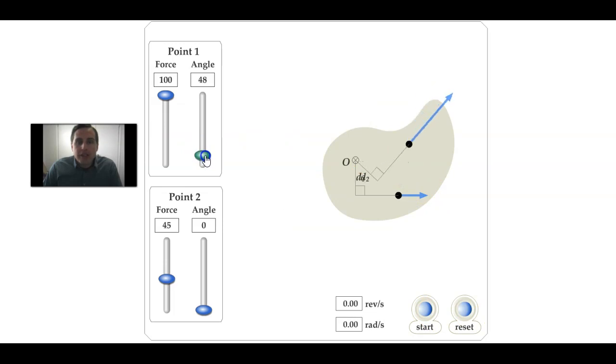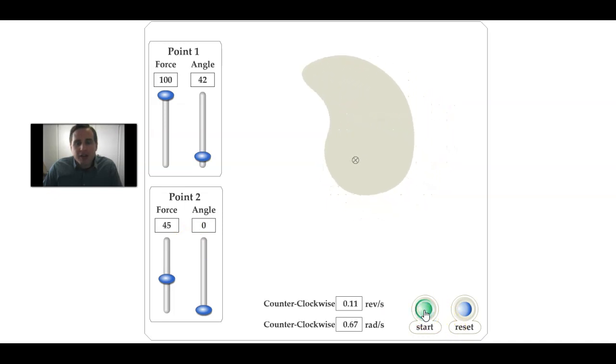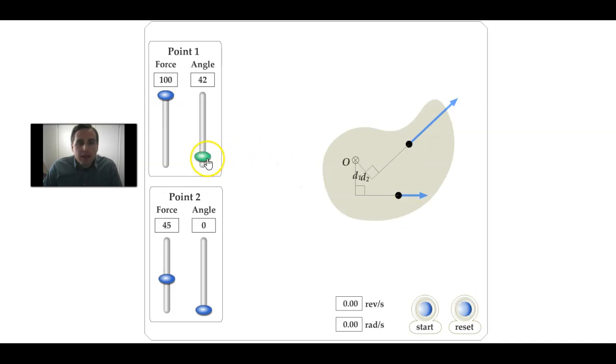Notice if the angle was less than orthogonal, so if the angle was 42 degrees, we'd still get that angular acceleration, but it's not as much as what we had before. Let's go ahead and reset for a second. Let's go back to this being at 0 degrees and these being roughly in balance. But now let's say we wanted to increase the counterclockwise torque, but only through forces.